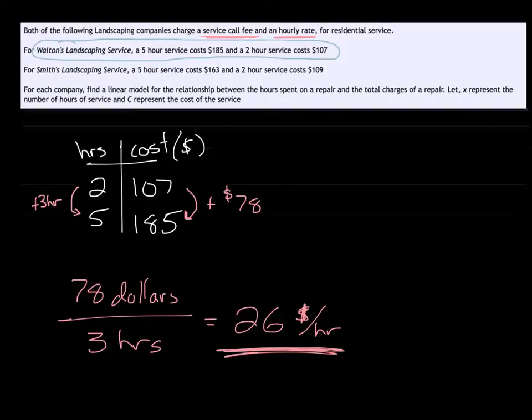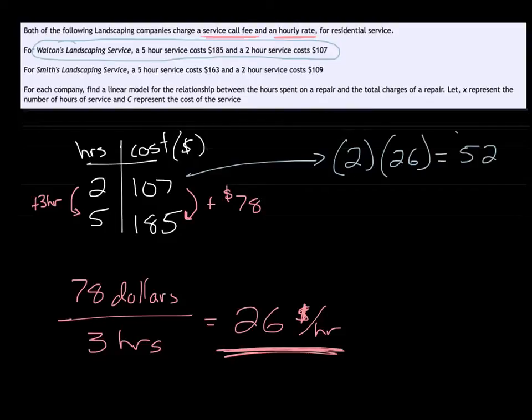Now that we know our dollars per hour, let's revisit this first situation here. So 2 hours cost us $107. The difference between how much the hours cost us, so 2 hours at $26 per hour, is $52. So that's the charge for the 2 hours of work. The difference between that value and this 107 must be the charge that they charge out the gates, or the service call fee of $55.